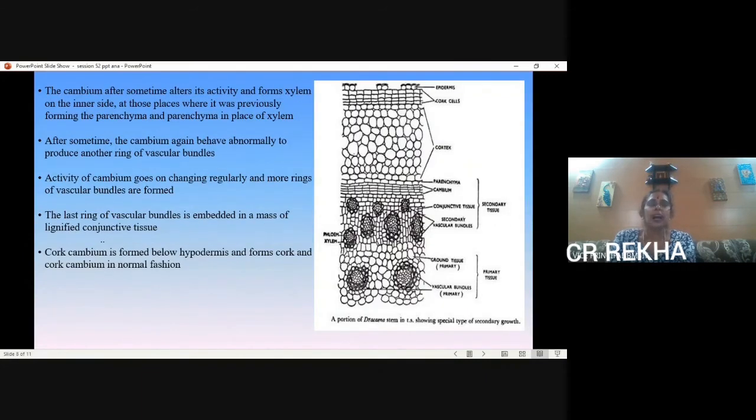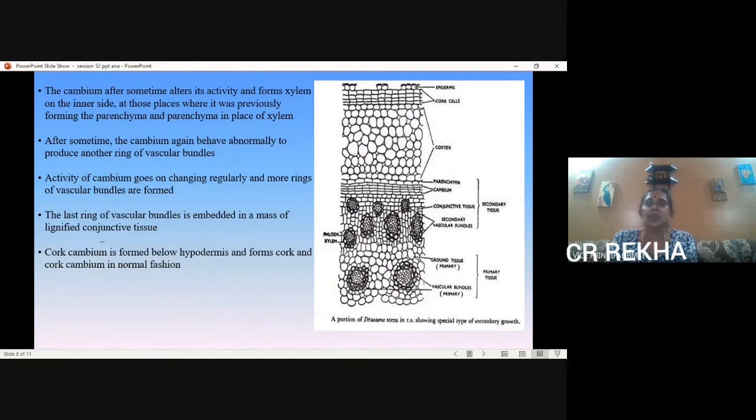After some time, the cambium alters its activity and forms xylem on the inner side at those places where it was previously forming parenchyma, and parenchyma in place of xylem. After some time, the cambium again behaves normally to produce another ring of vascular bundles. The activity of the cambium keeps on changing regularly and more rings of vascular bundles are formed. The last ring of vascular bundles is embedded in a mass of lignified conjunctive tissue.